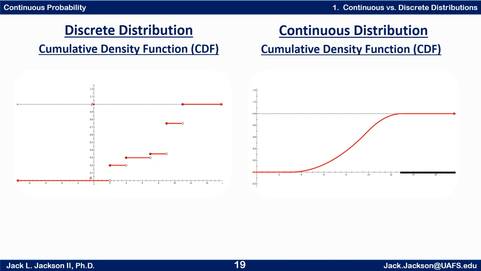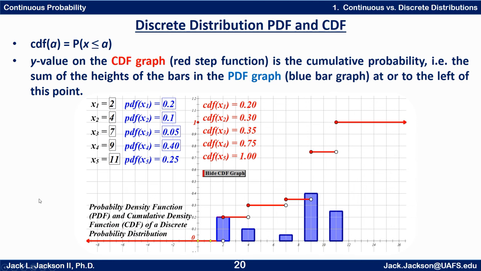And notice it's the CDF that's continuous. Sometimes the PDF is continuous in a continuous distribution; sometimes it's got a break in it. But the CDF will definitely not have a break. It will be a continuous function. So that's where it gets the name continuous distribution, because its CDF is a continuous function. So let's review a discrete case.